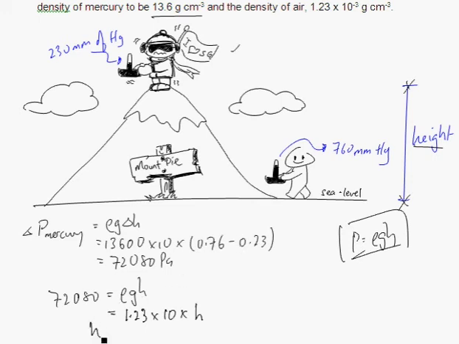And if you continue to solve, h equals 5,860 meters. So that is approximately the height. It's just an estimation because the relationship is not a direct proportion, so there is some calibration that you need to do, but this is an estimated height of the mountain using a barometer.